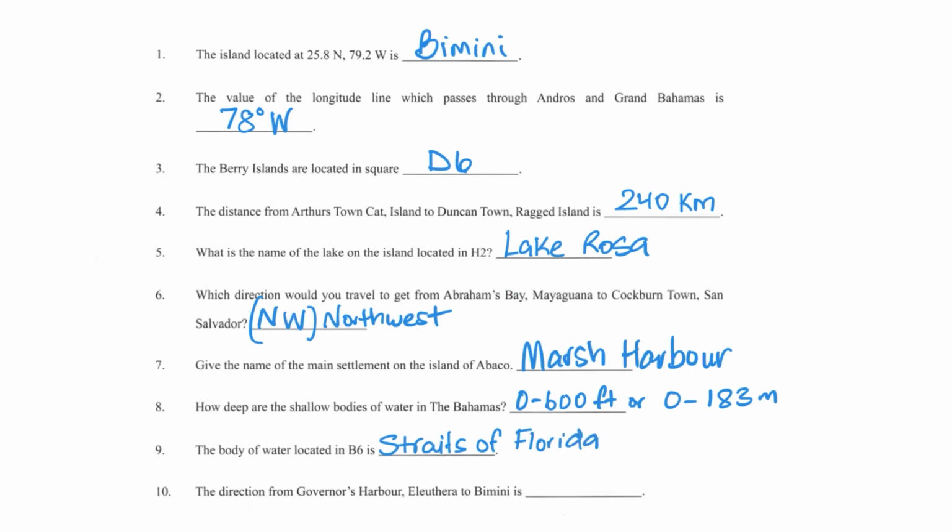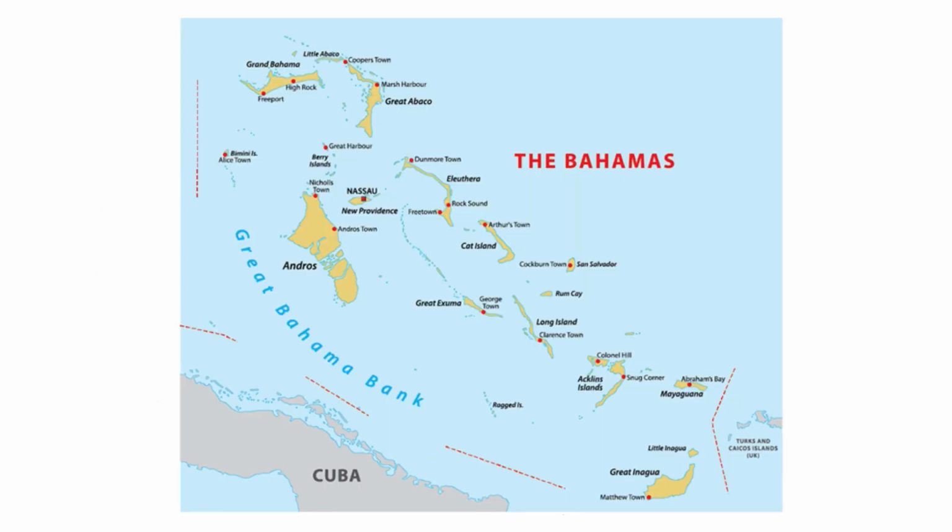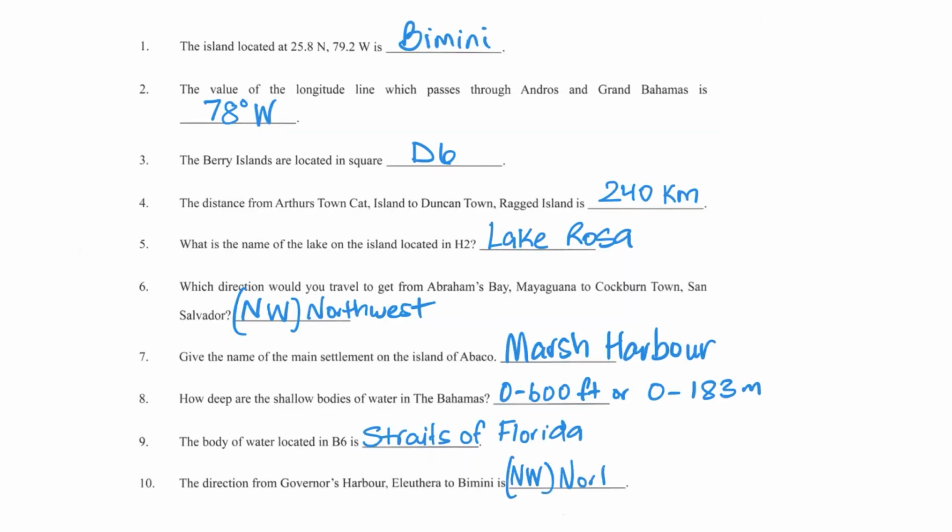The very last question says the direction from Governor's Harbor, Eleuthera to Bimini is... Okay, so let's locate Governor's Harbor. It's located right there on Eleuthera, and Bimini is located right there. So we're trying to find the direction from Governor's Harbor to Bimini, not the other way around. So the first thing we do is locate it again on our past paper map. And to get to Bimini, we would have to travel north, and then we would have to travel west. So again, the direction we'll have to travel is northwest.